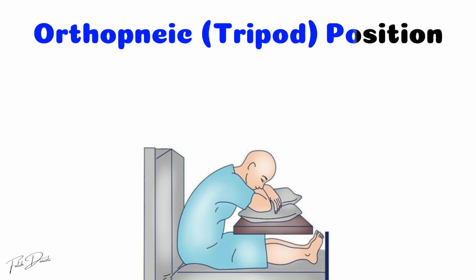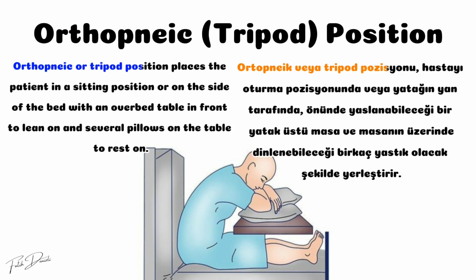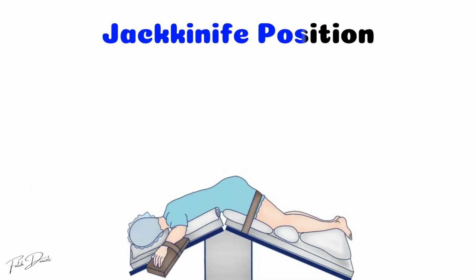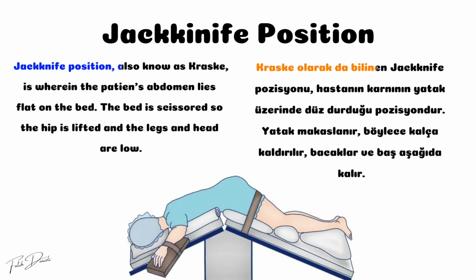Orthopneic tripod position. Orthopneic or tripod position places the patient in a sitting position or on the side of the bed with an overbed table in front to lean on and several pillows on the table to rest on. Jackknife position. Jackknife position, also known as Kraske, is wherein the patient's abdomen lies flat on the bed. The bed is scissored so the hip is lifted and the legs and head are low.